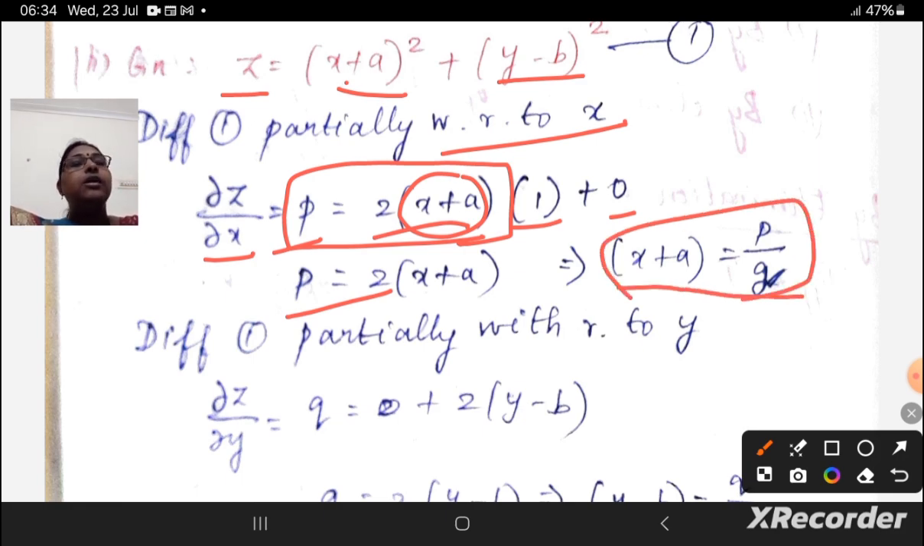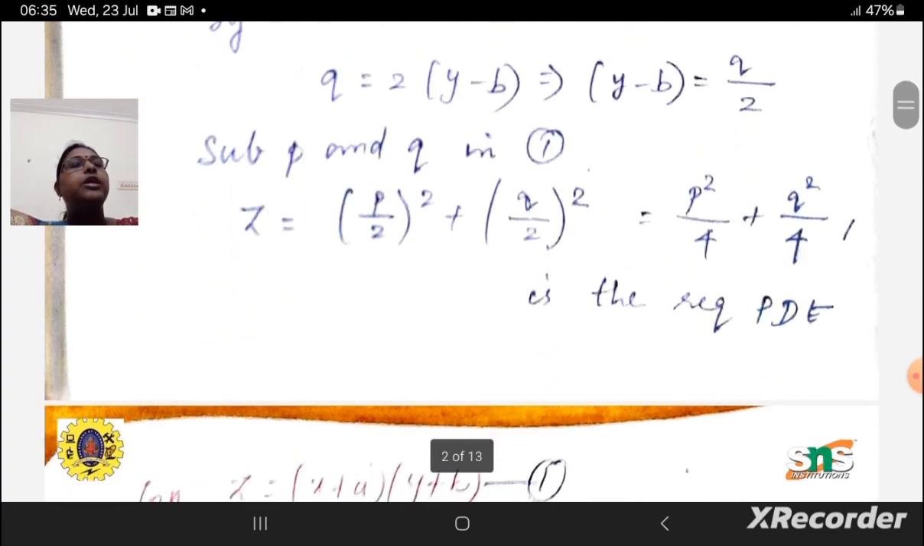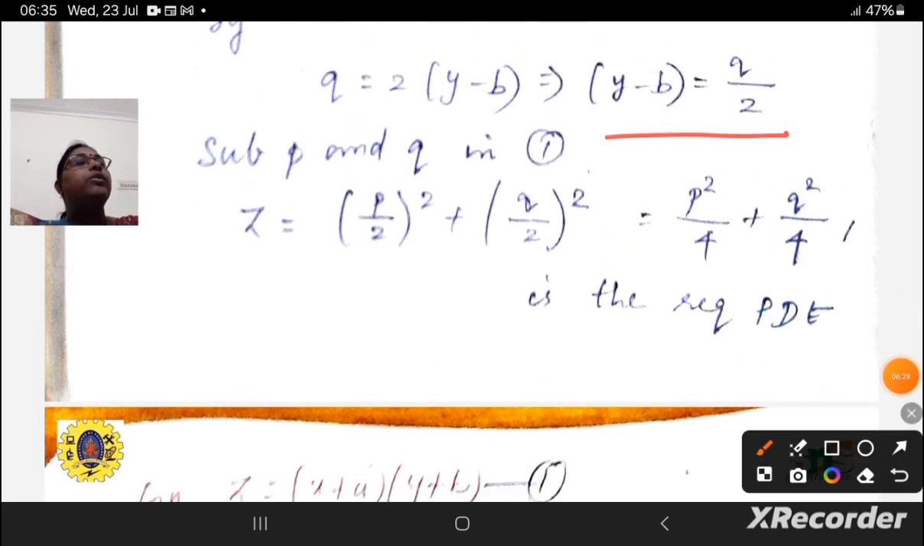Same thing we differentiate with respect to y. On the left side we differentiate z with respect to y, which is q, and on the right side there is no y term in the first part, so we get 0 plus again the power rule, 2(y − b), and differentiating y − b gives 1. So q = 2(y − b). From this, with some rearrangement, y − b = q/2. So x + a and y − b, these two values we got.